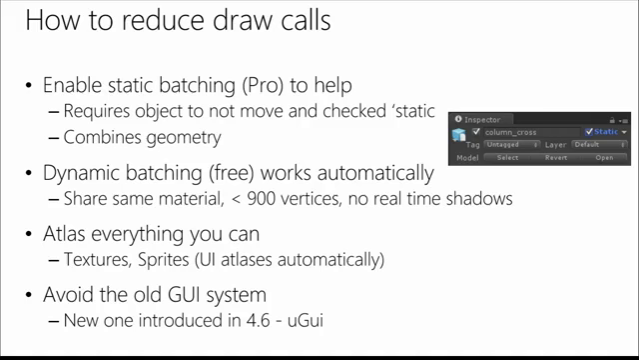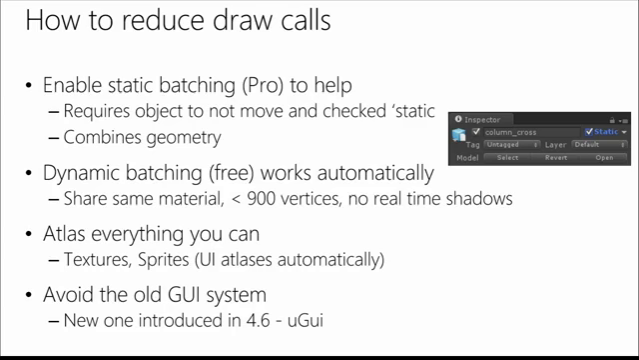But let's talk about some ways to reduce draw calls. In reducing draw calls, static batching. We're going to look at a demo of that. That was what I was mentioning is a pro feature, and that will basically take your objects that don't move, and we mark them as static. That behind the scenes combines your geometry for those objects, optimizes drawing them out.